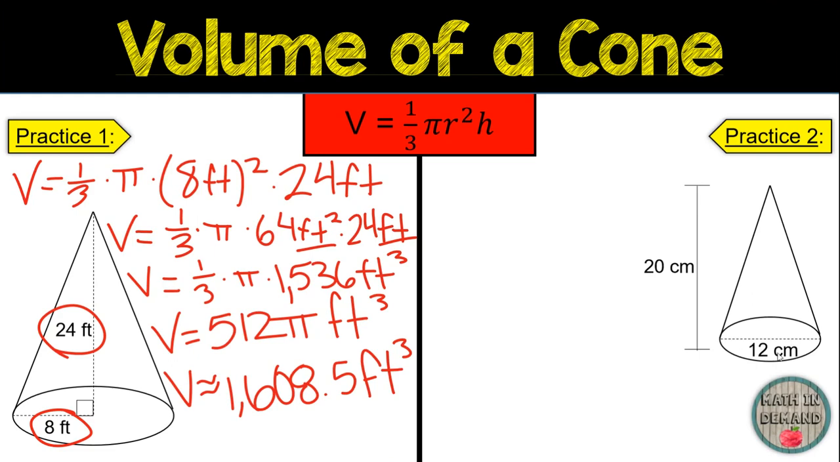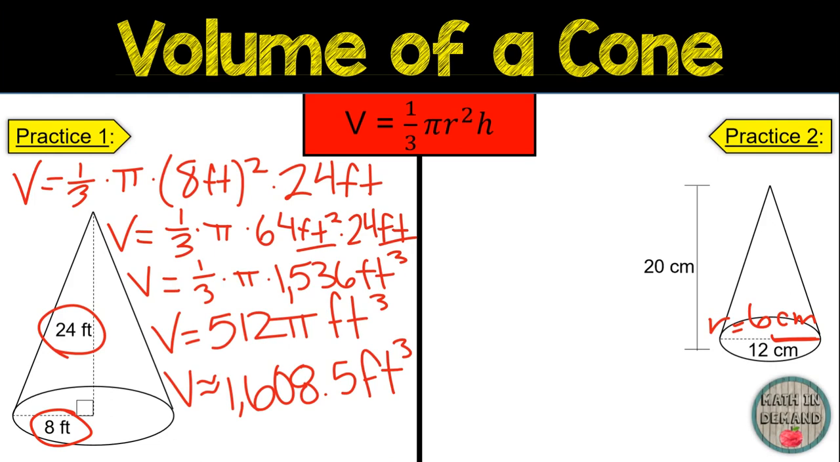Here, I can see that the diameter is 12 centimeters. However, for the formula, I need to use a radius. So what I need to do is take half of the diameter. I know that half of 12 is 6. So this becomes 6 centimeters for the radius. So I'm going to put R equals 6 centimeters.